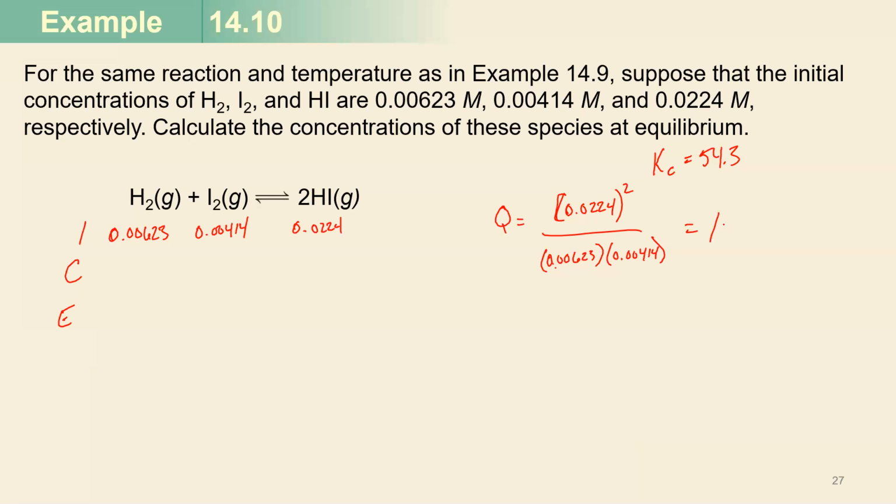19.45. That sounds good. And how does that compare to Q, to K? Sorry, Q, is it greater than, less than, equal to? Well, it's less than K. If Q is less than K, which direction do we shift? Toward the reactants or toward the products?